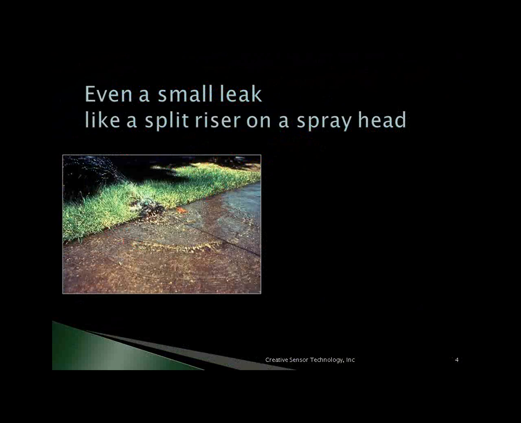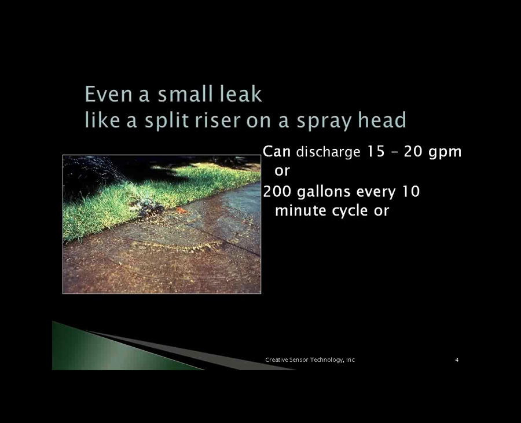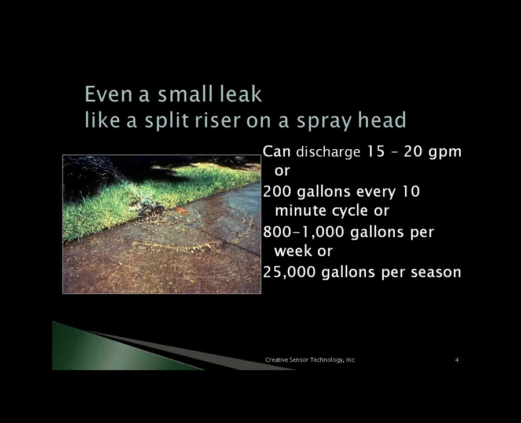And it doesn't have to be a major thing. We can even look at small types of problems like leaks on a split riser on a spray head, or a spray head perhaps that doesn't even pop up fully. And we can discharge anywhere from 15 to 20 gallons a minute through something like this. And saying that another way, that's 200 gallons of loss every 10-minute cycle, or 8 to 1,000 gallons of water lost per week, or 25,000 gallons per season.